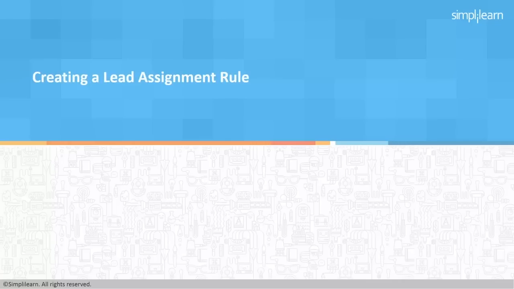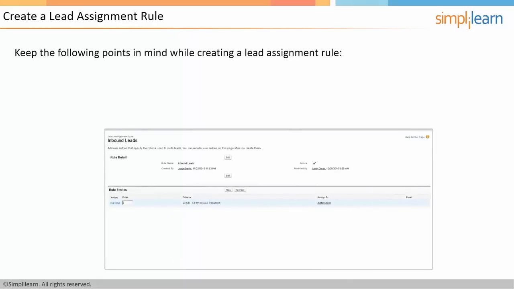The next thing we're going to talk about here are the lead assignment rules. Lead assignment rules do exactly what the name implies. It assigns leads to users or queues. So it's got to be an active user, someone that has an active Salesforce license, or it can be a queue like inbound leads or unassigned leads. It can just be a holding area if that's what you want it to be.